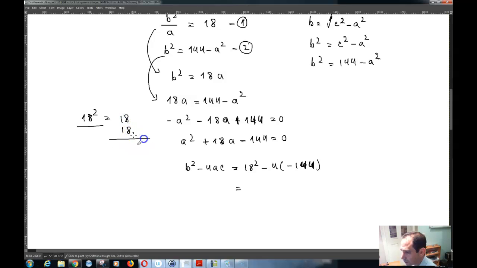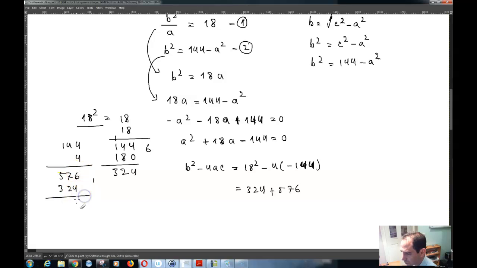18 squared is 18 times 18, which is 324. 144 times 4 is equal to 576. 576 plus 324 is giving me 900. So b squared minus 4ac is equal to 900.